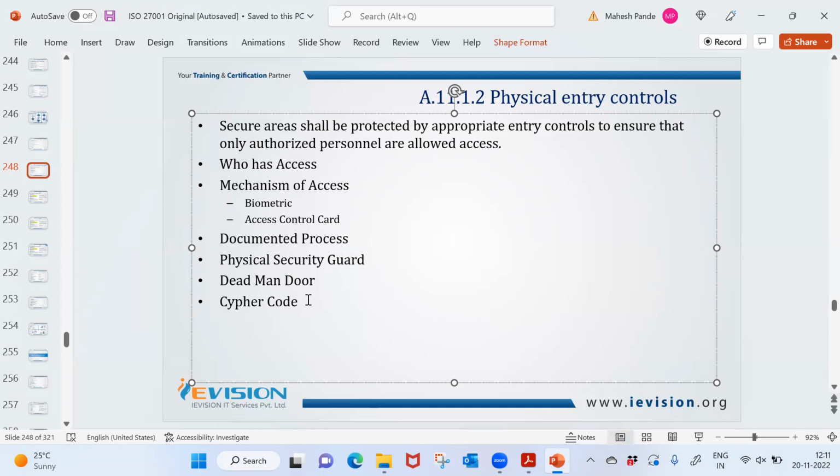Okay, with access card. CCTV for abnormalities. Okay, what else? The bollards at the main entrance.